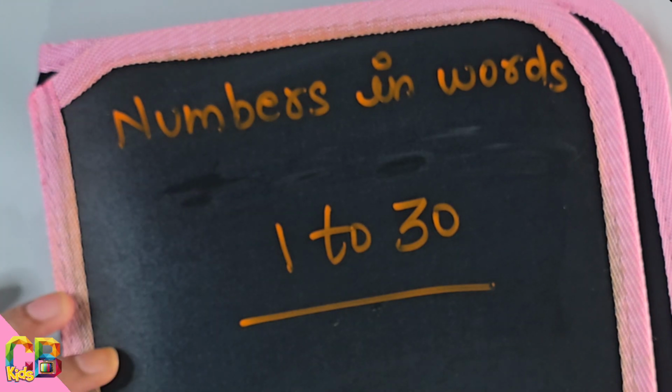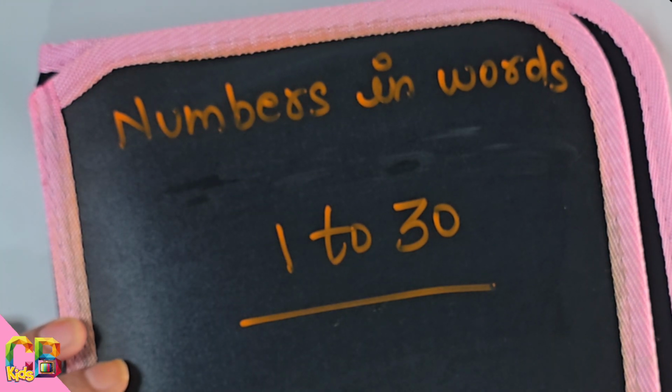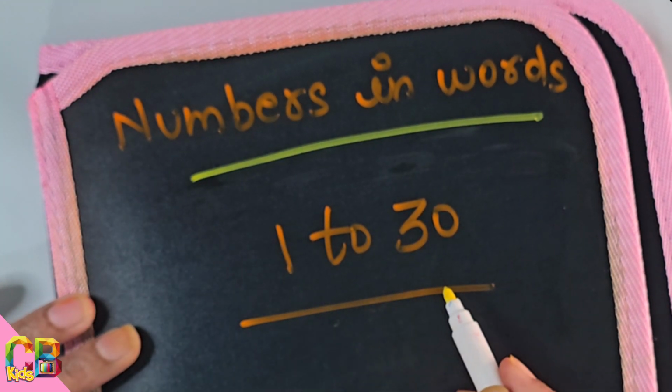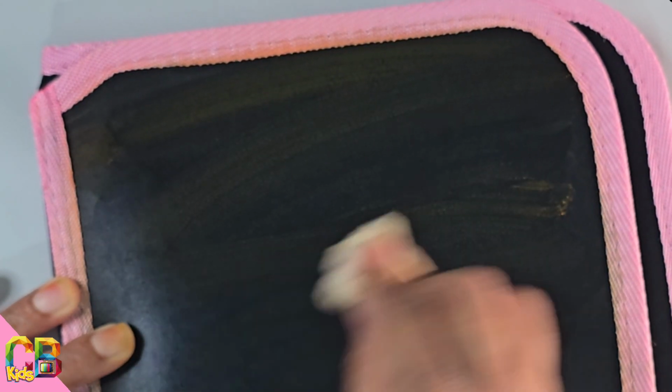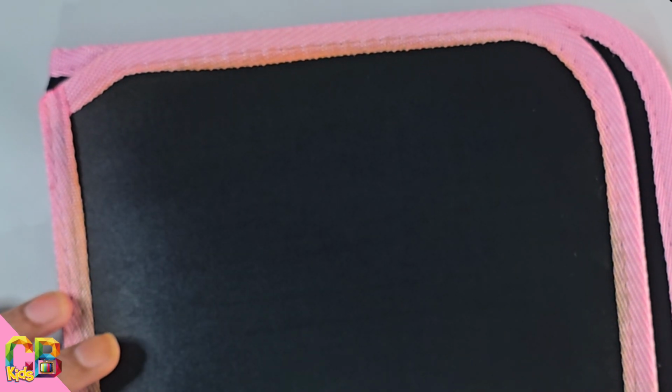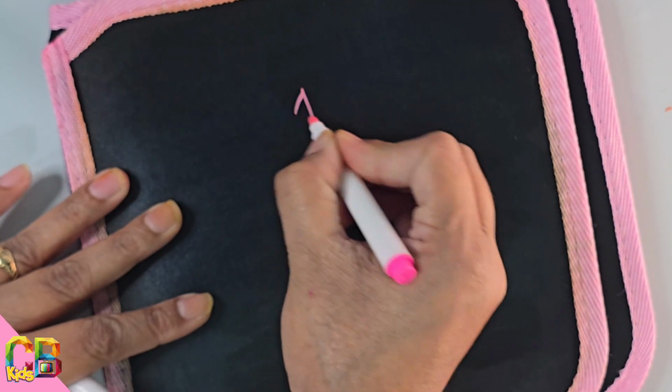Hello everyone, in this video we are going to write numbers in words from 1 to 30. Okay, so let's start it. Numbers from 1 to 30. First number will be 1.